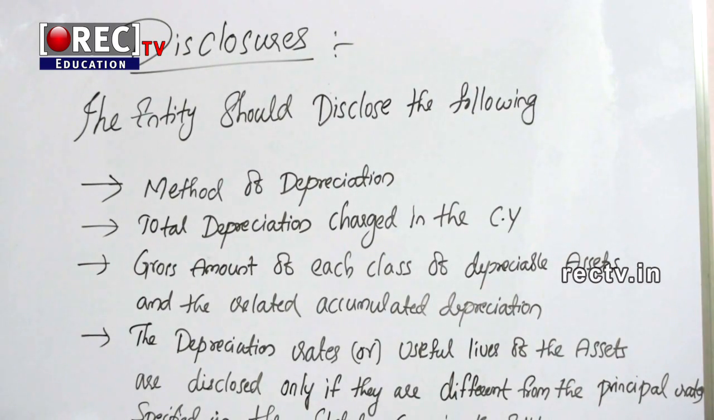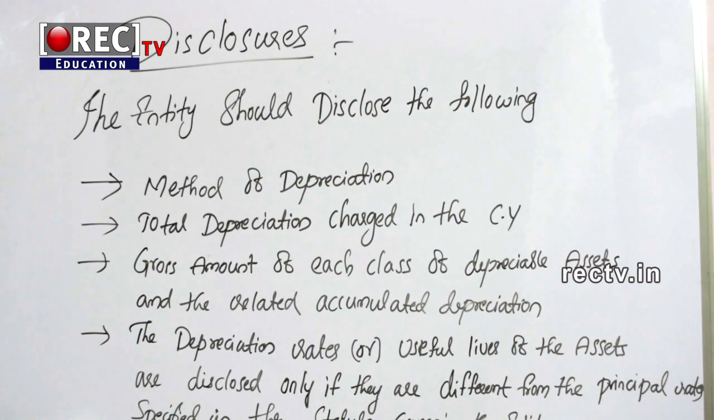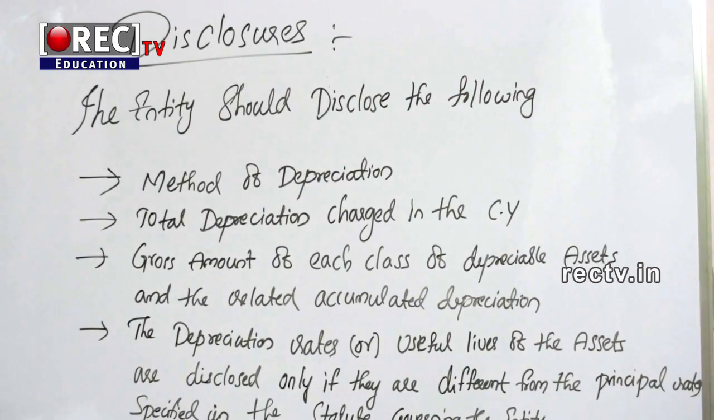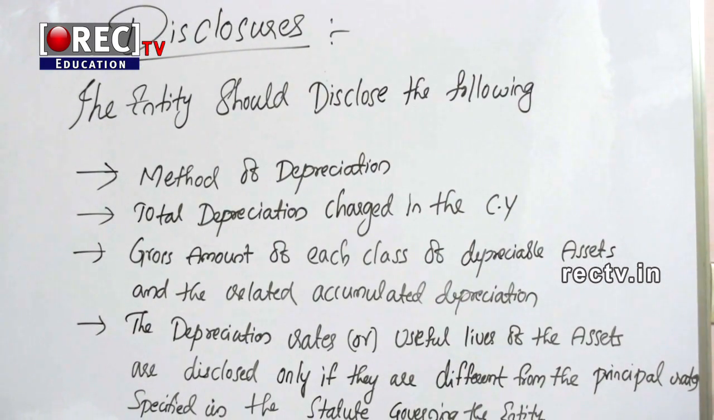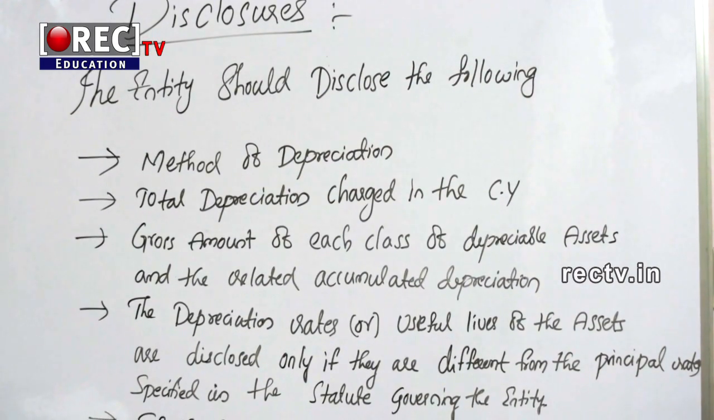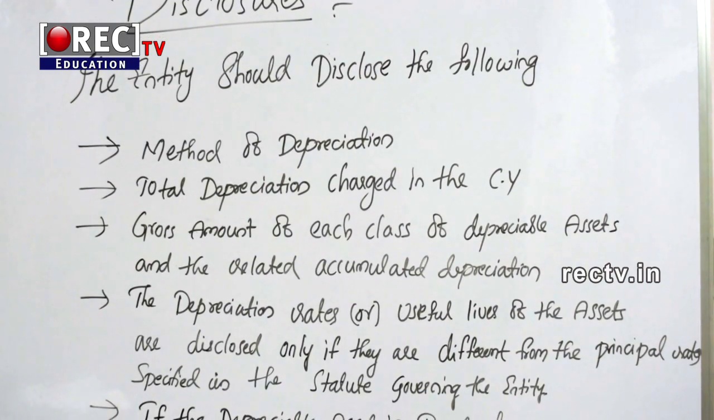Now, the last head in AS6 is disclosures. Those entities to which AS6 is applicable should disclose the following. What are they? Let us see. One is the method of depreciation, and another is the total depreciation charged in the current year and the gross amount of each class of depreciable asset and the related accumulated depreciation.